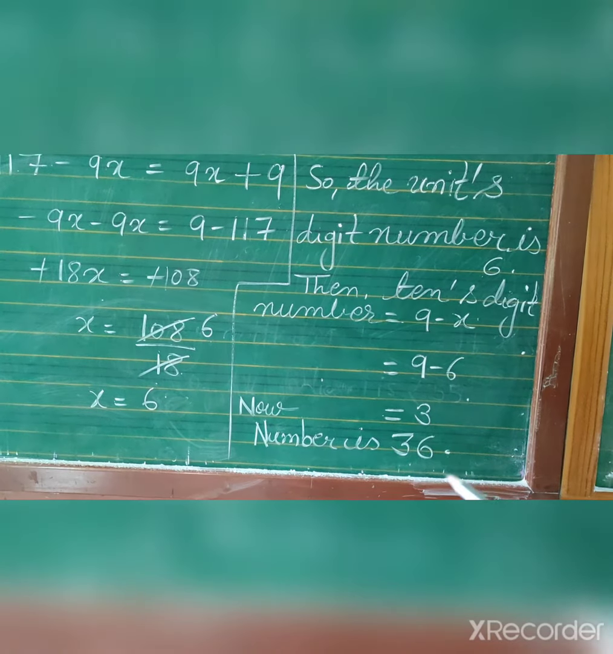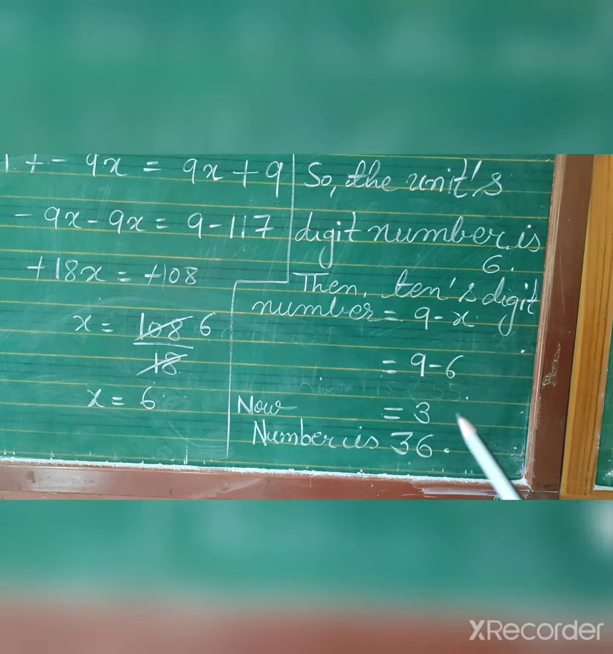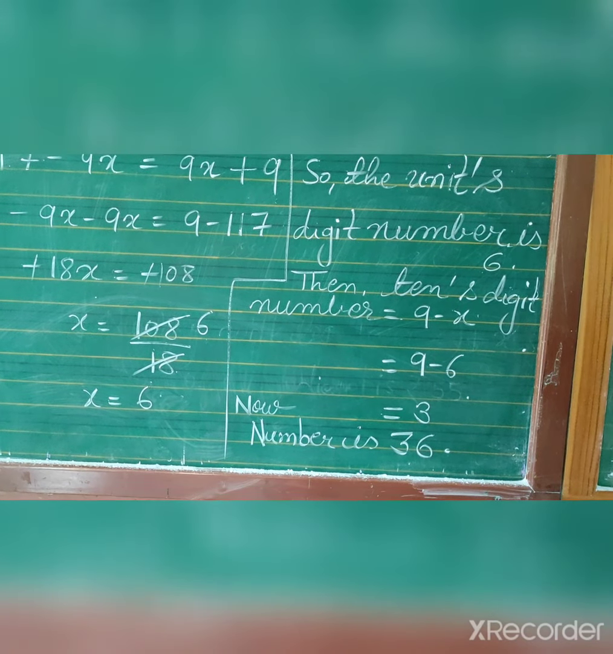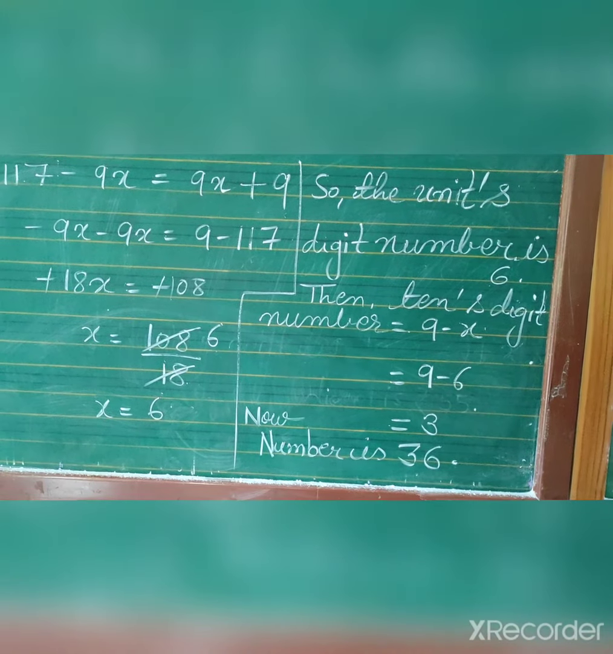After interchanging the number, it is 63, and it is 27 more than 36. 63 is 27 more than the 36. If you want to check your sum.